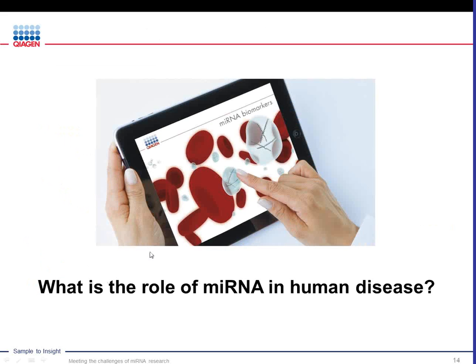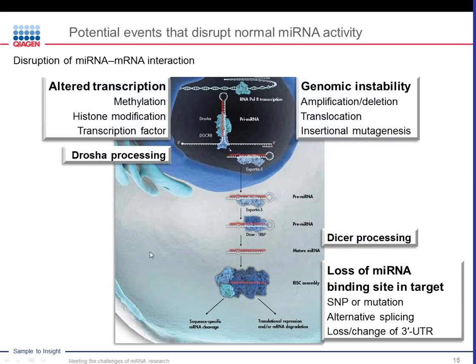So naturally, when you discuss microRNA-mRNA targeting and the specific role of a microRNA, one of the next points is to discuss the role of microRNA in human diseases. So how are microRNAs involved in disease? Basically, it's any event that disrupts normal microRNA activity, which involves disruption of the microRNA-mRNA interaction.